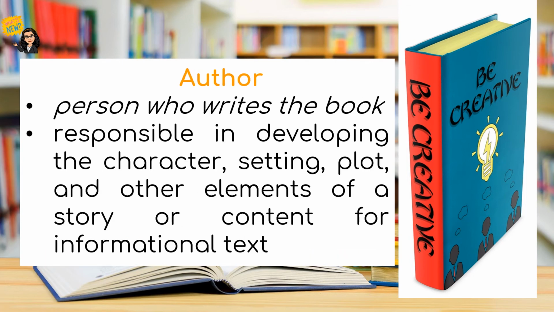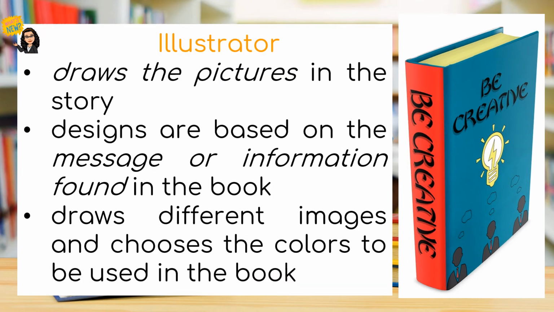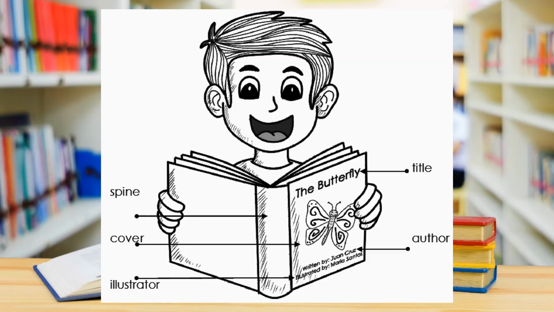The author is the person who writes the book. He is responsible in developing the character, setting, plot, and other elements of a story or content for informational text. The illustrator depends on what the author wants to show in the story. The illustrator is the person who draws the pictures in the story. His designs are based on the message or information found in the book. He is also the one who draws different images and chooses the colors to be used in the book. The names of the author and the illustrator are found on the front cover of the book.